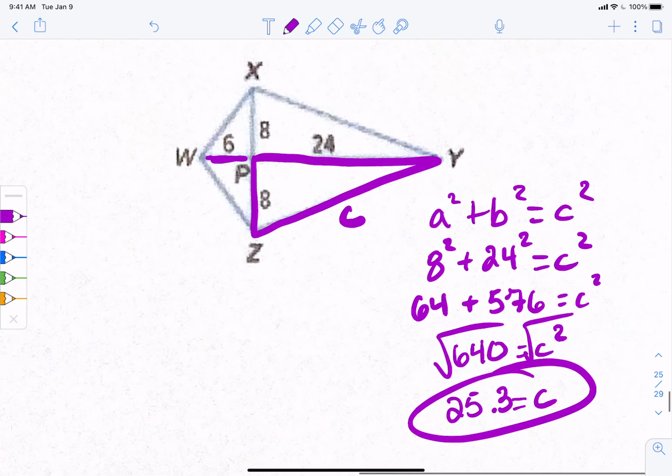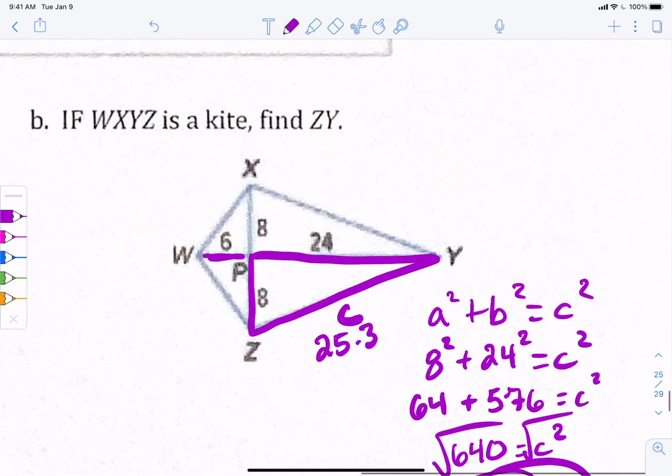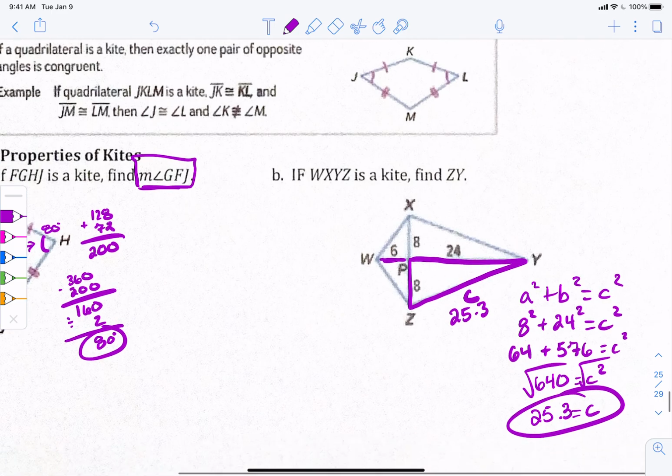Let's check to see if that looks appropriate. This is 25.3? I would say so. Now, what could C not have been? If I got this as an answer, it can't be less than 24, and it can't be less than 8. It has to be the longest side, kind of what we did the last chapter. So it has to be bigger than 24. You have some like that on your homework assignment. That can help you figure out what's appropriate and what's not.